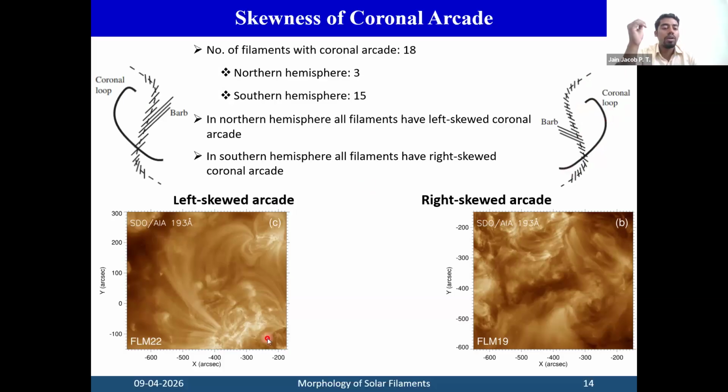One example for the left skewed coronal arcade with the filament in an SDO AIA 193 image is shown here. The right skewed coronal arcade is shown in this right panel. So in this study, we found that all filaments in the northern hemisphere have left skewed coronal arcades, and all the filaments in the southern hemisphere have right skewed coronal arcades.